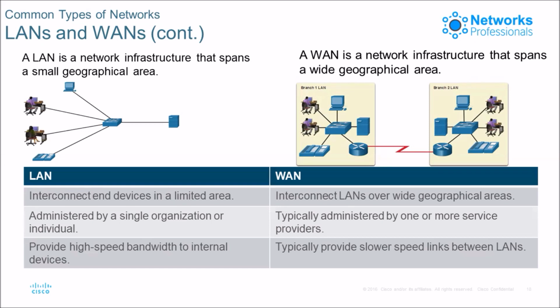The figure shows two branch LANs connected via a WAN link. Both LANs are highlighted in a yellow box and consist of a central switch connected to three PCs, an IP phone, a server, and a router. The two routers are connected via a red WAN link. On the left is branch 1, which is LAN 1, and on the right is branch 2, which is LAN 2.